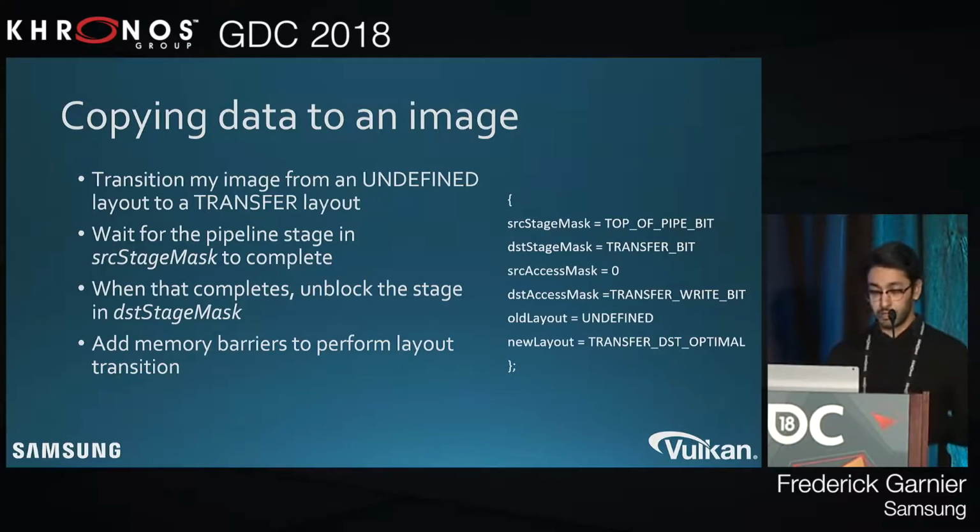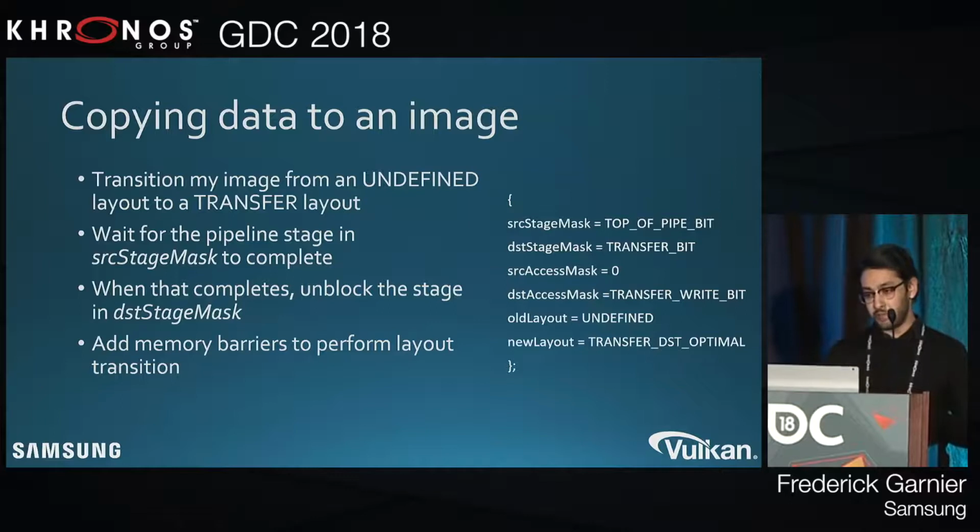So the way it works is you wait for the pipeline stage in the source stage mask, and in our case, this is specified as top of pipe, since we don't need to wait on the image. It's freshly allocated. It's garbage data. We just want the copy to happen right now. And then when the stage in the source stage mask completes, you basically unblock the stage in the destination stage mask, or rather the driver or implementation unblocks that. And that means that the transfer stage can start executing, which is basically a conceptual stage where the copy occurs.